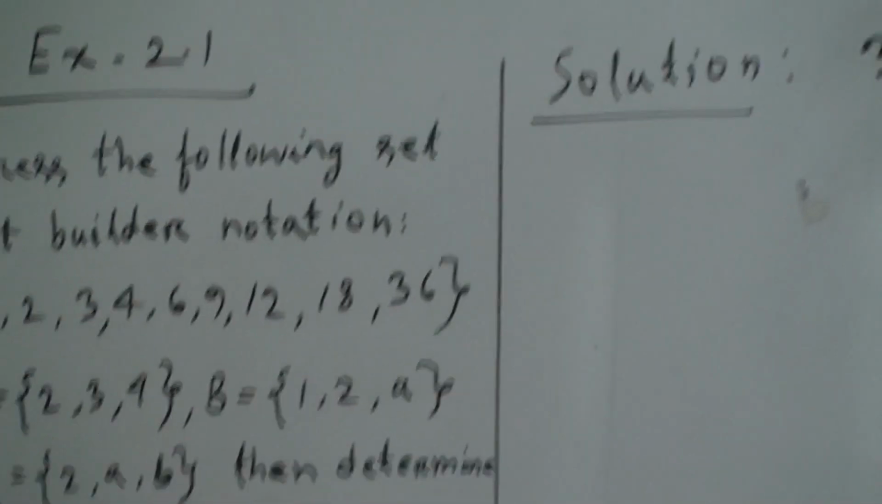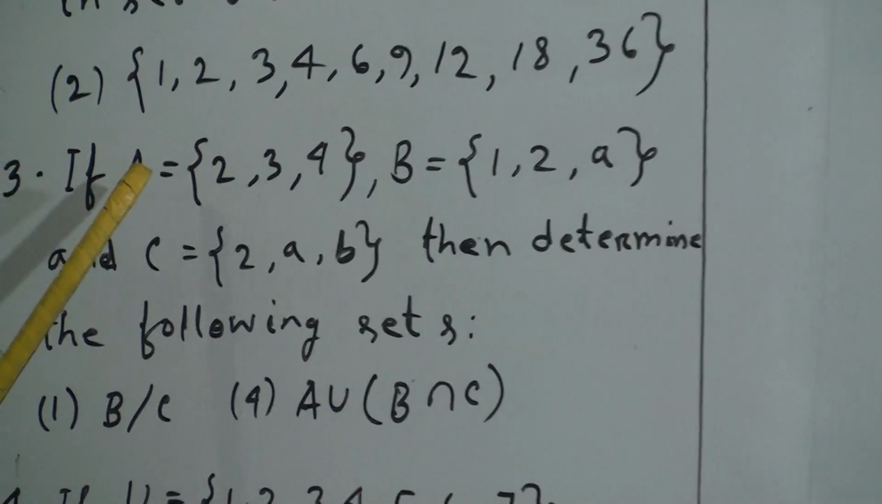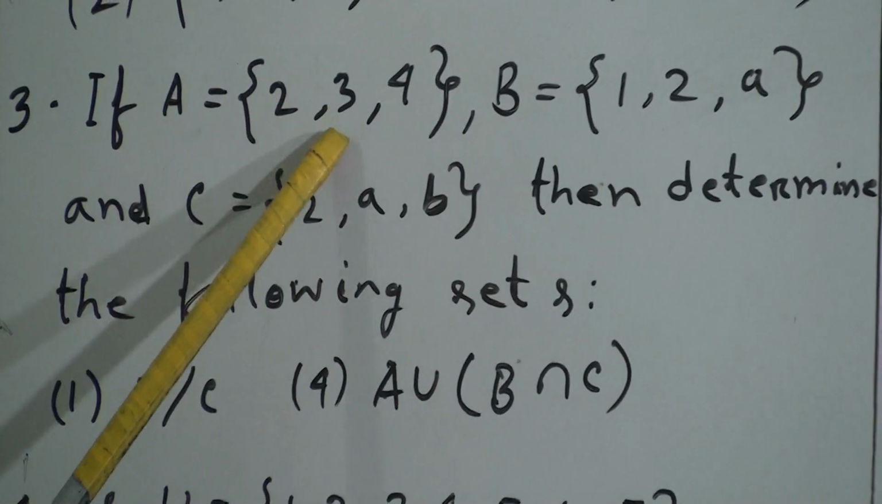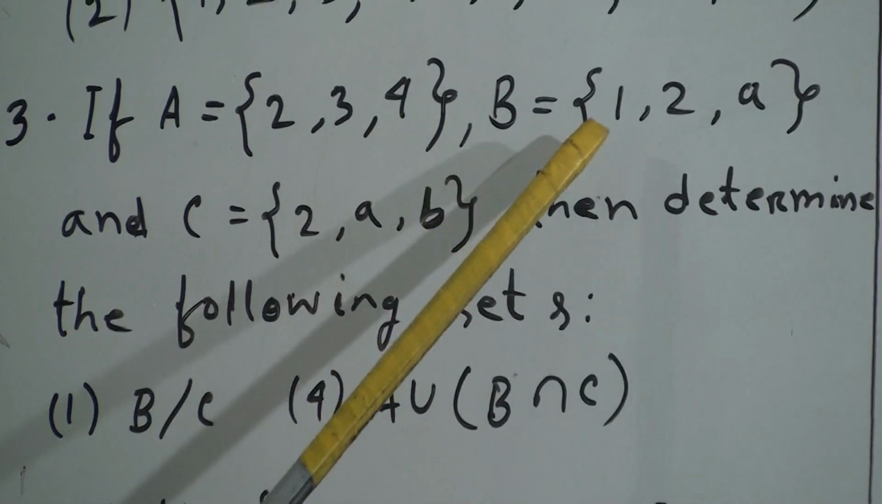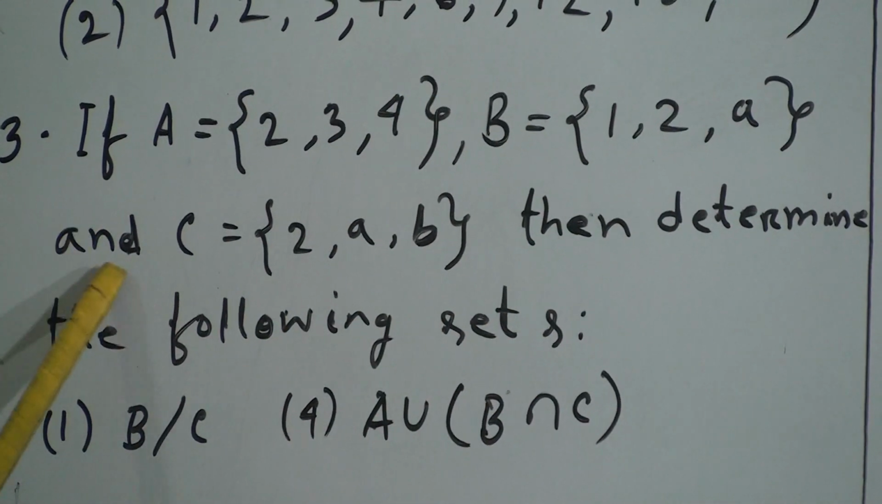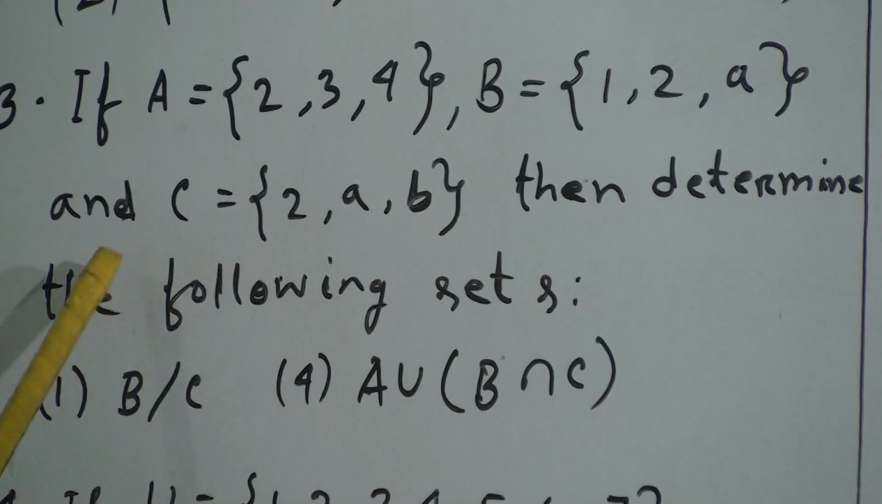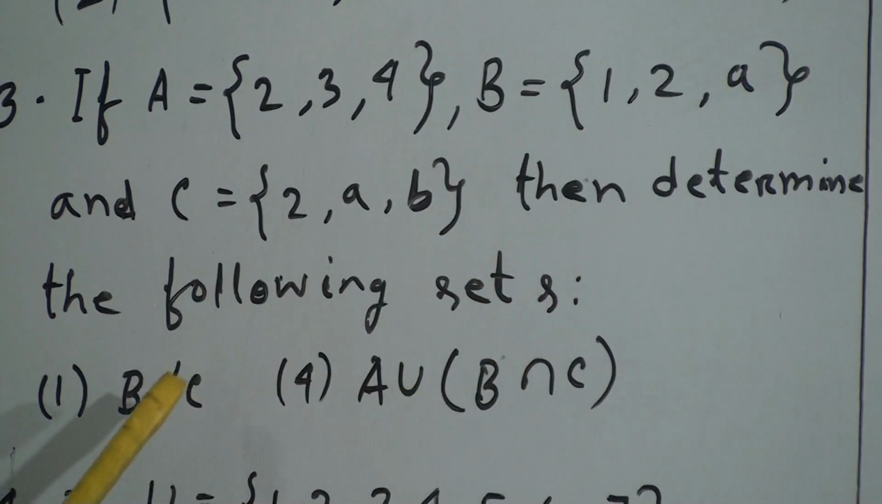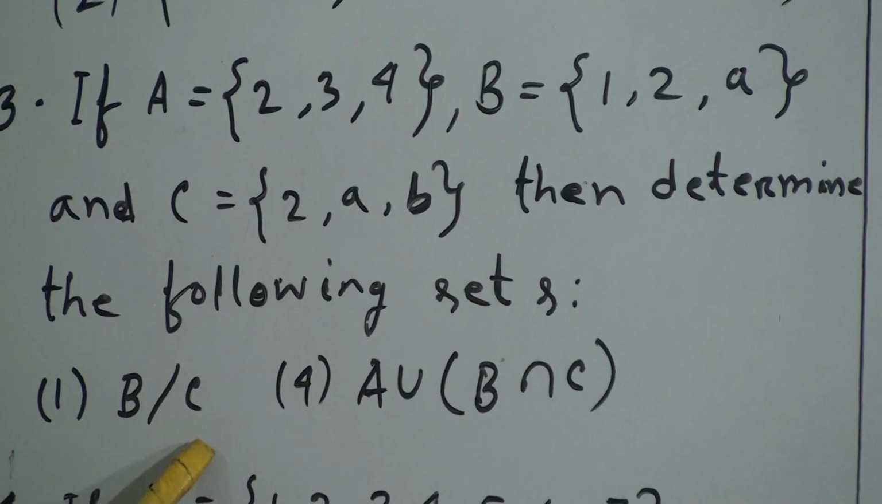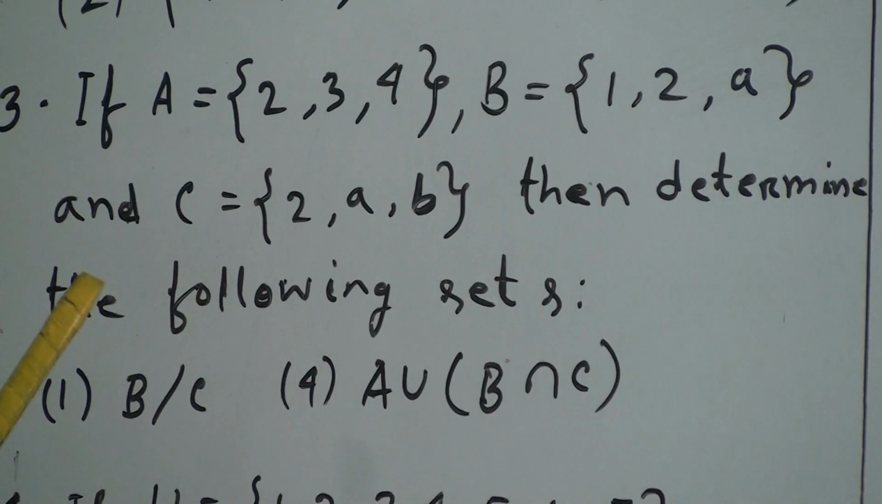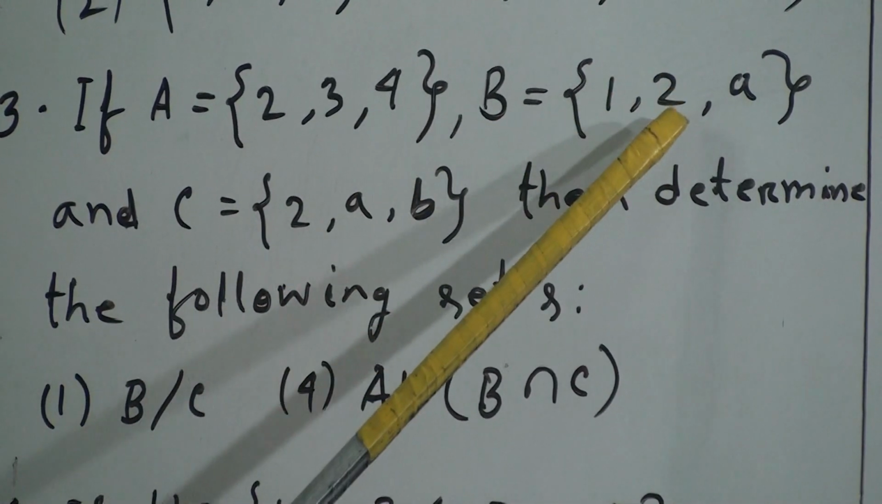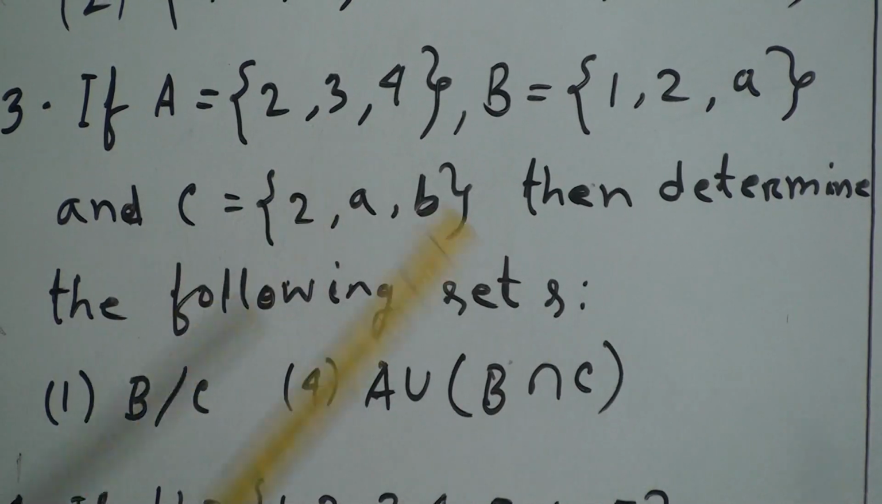Here the question is, if A equal to {2, 3, 4}, B equal to {1, 2, a} and C equal to {2, a, b}, then determine the following sets. First one, you have to find out B delete C. At first you write, given that B equal to {1, 2, a} and C equal to {2, a, b}.